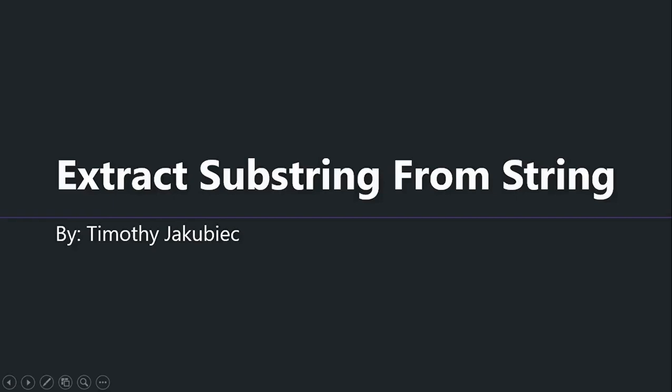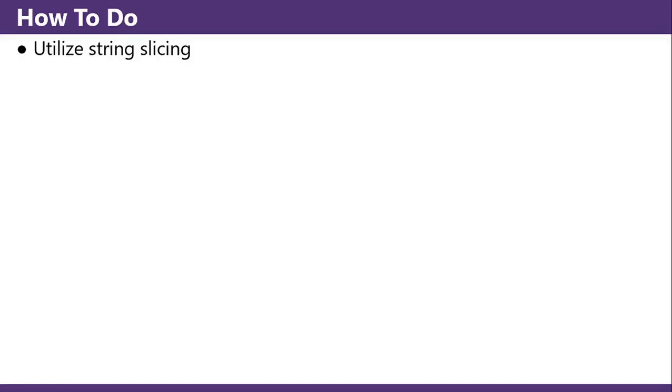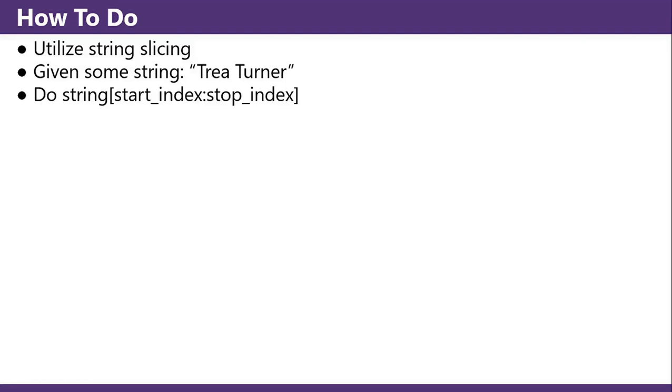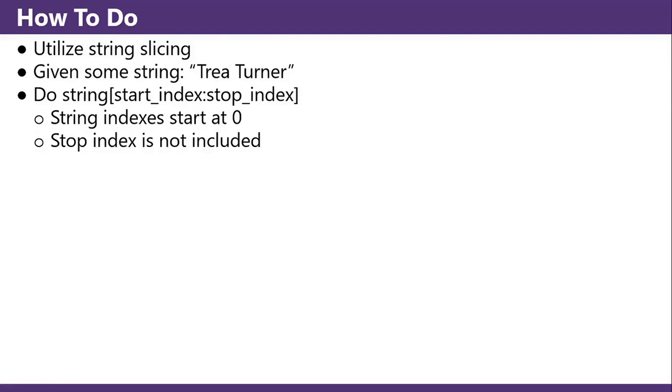How to extract the string from a substring in Python. Utilize string slicing. Given some string, "Trey Turner", do string[start_index:stop_index]. String indexes start at 0. The stop index is not included.